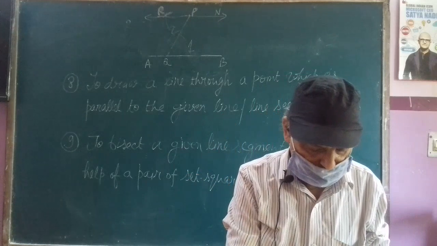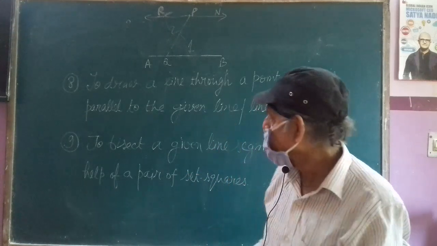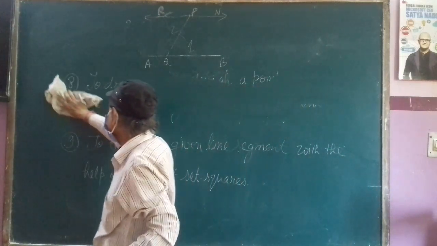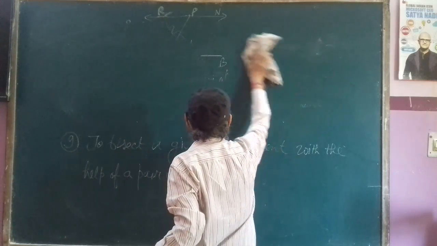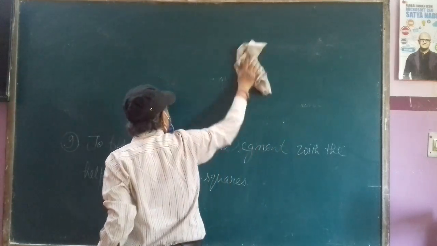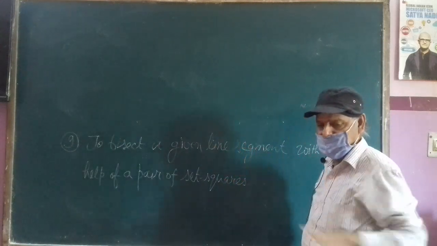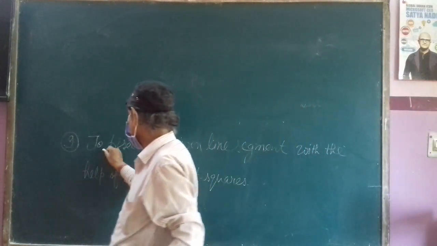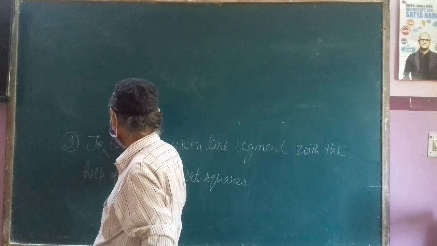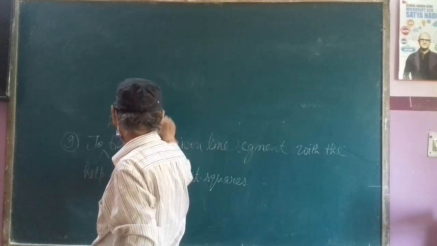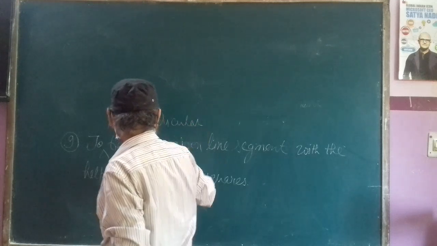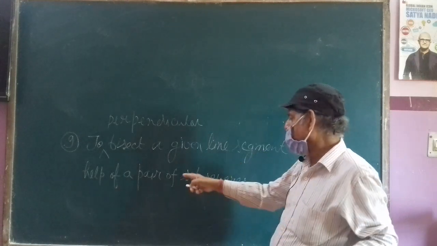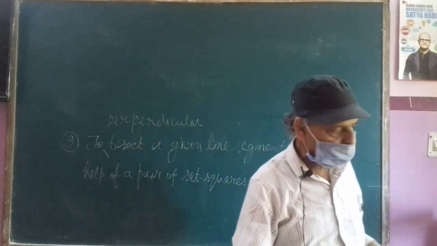Now we are coming to the third, use of set square. No compass. Third, again read it out. Two perpendicular bisect. I have forgotten to write perpendicular, so I am writing now. Bisect a given line segment with definite length with the help of a pair of set squares without using compass.